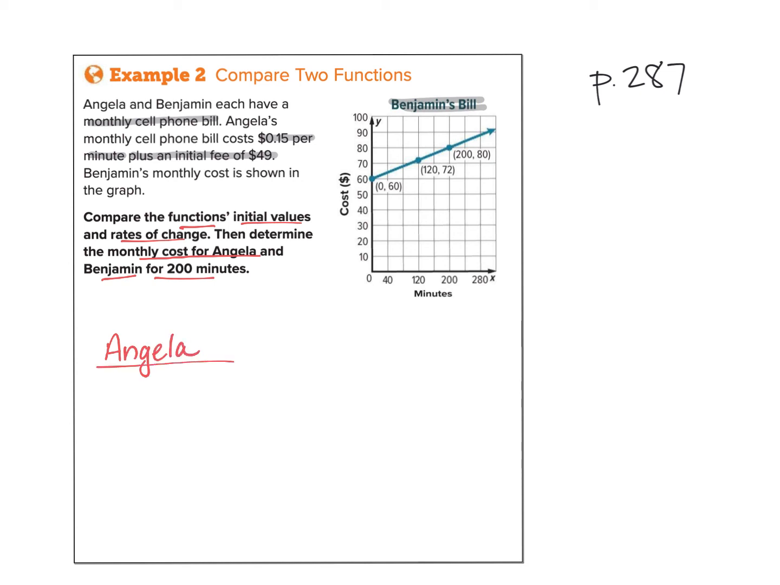So I'm going to start by writing Angela's equation. Angela has 15 cents per minute, so I'm going to put 0.15 times X. You could use an M if you wanted, but I'll just use an X. Plus, she had an initial fee of $49. So I have her done pretty well. Let's go to Benjamin now. I'll just put Ben.